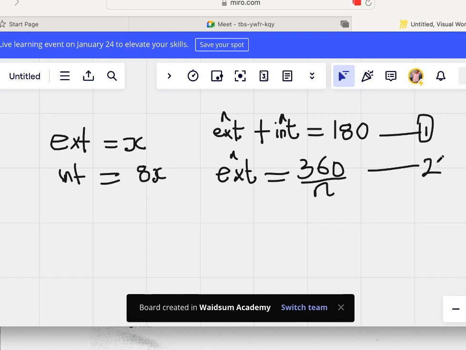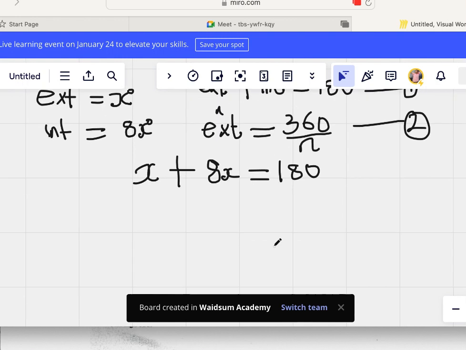So the first thing we do is to find the exterior angle. We say the exterior angle is x degrees and the interior angle is 8x degrees. So let's substitute x and 8x into equation 1, because x represents the exterior angle. You put x in place of exterior, and write 8x for the interior, and equate it to 180 degrees.